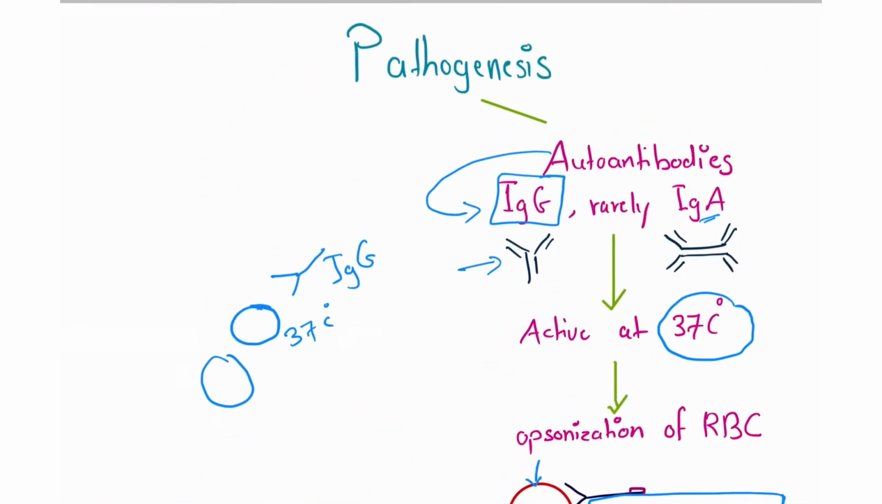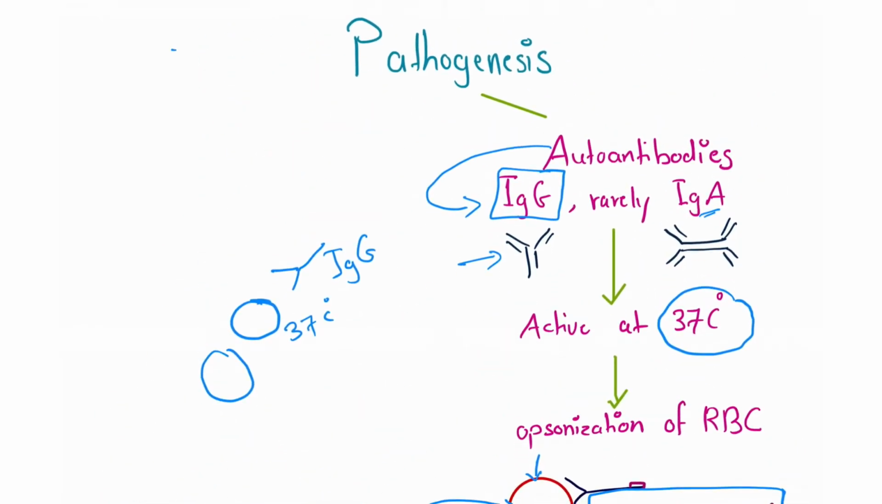As a summary of the pathogenesis of warm autoimmune hemolytic anemia, we have an autoantibody that will bind the surface of RBC. This complex consisting of antibody and RBC will be recognized by macrophages present in the spleen and will be destroyed and result in extravascular hemolysis.